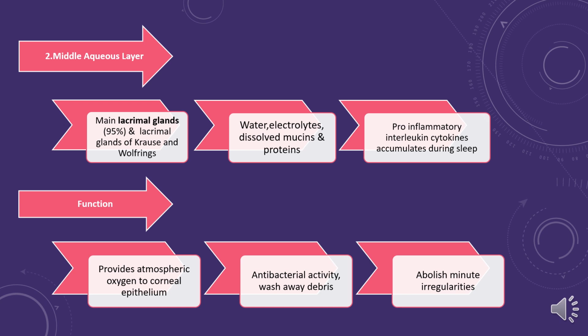The aqueous layer is the middle one, secreted 95% by the main lacrimal glands and 5% by the lacrimal glands of Krause and Wolfring. Secretion includes basic plus a greater component of reflex tearing, as reflex tearing is caused by corneal and conjunctival sensory stimulation because it is mediated by the fifth cranial nerve. So it is reduced during sleep and doubled in response to any injury. The function of this layer is to provide atmospheric oxygen to the corneal epithelium. It has antibacterial activity, washes away all the debris, and provides the cornea a clear refractive optical surface as it abolishes minute irregularities.